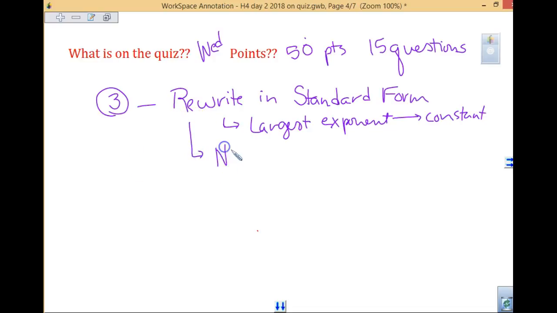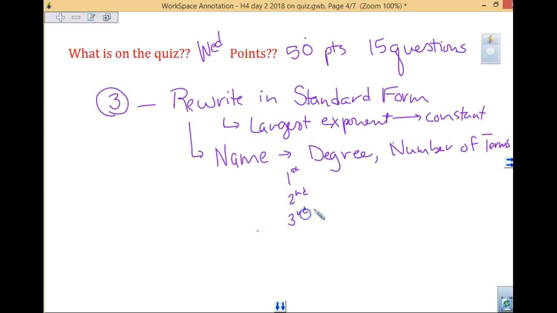You are also going to be asked in those same problems, after you rewrite in standard form, to name it. When you name, I am looking at the degree, and then I am looking at the number of terms. For the degrees up to 3, you need to use the correct name. So when it is first degree, second, or third, you have to use the right name.